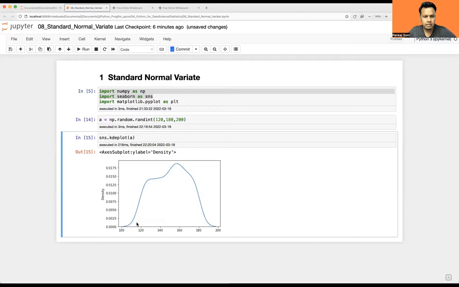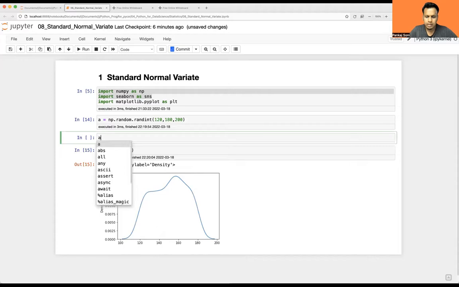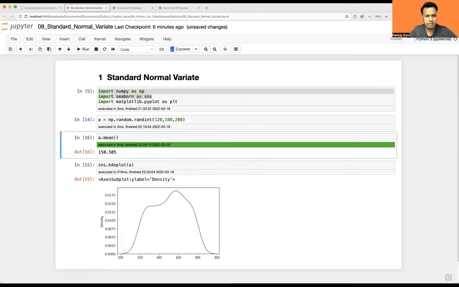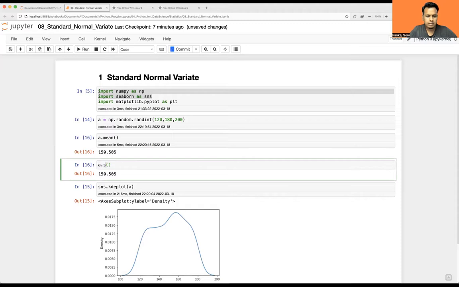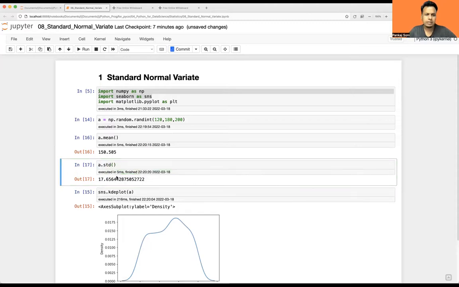If you see here, we have the peak somewhere close to 158 or 159, where your mean is, right? I can get the mean by using a dot mean, and the standard deviation using a dot std, somewhere around 17. So what does the Gaussian normal distribution tell us about any data?